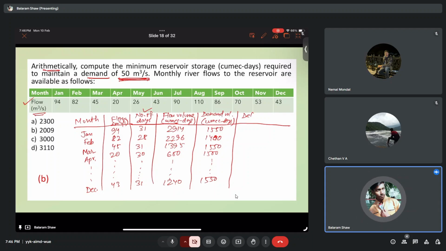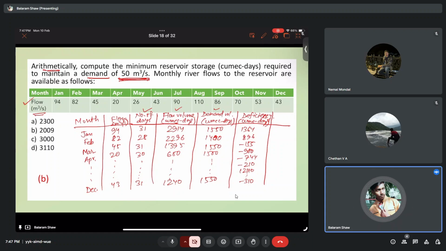Now take the deficiency. This is the supply, this is the demand. If you subtract those values, you will get the deficiency amount. So you will get 1364, 896, minus 155, minus 900, minus 744, minus 210 and so on. Here we have 1240 and so on, and then minus 310. So these are the deficiency values, again in cubic days.